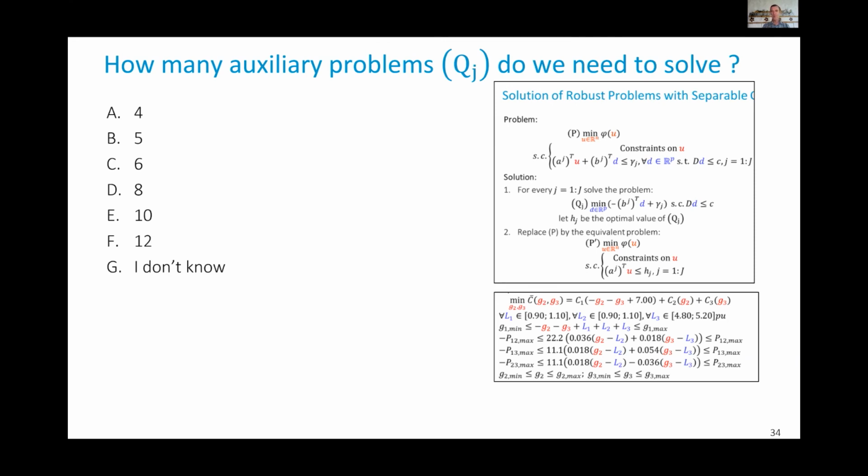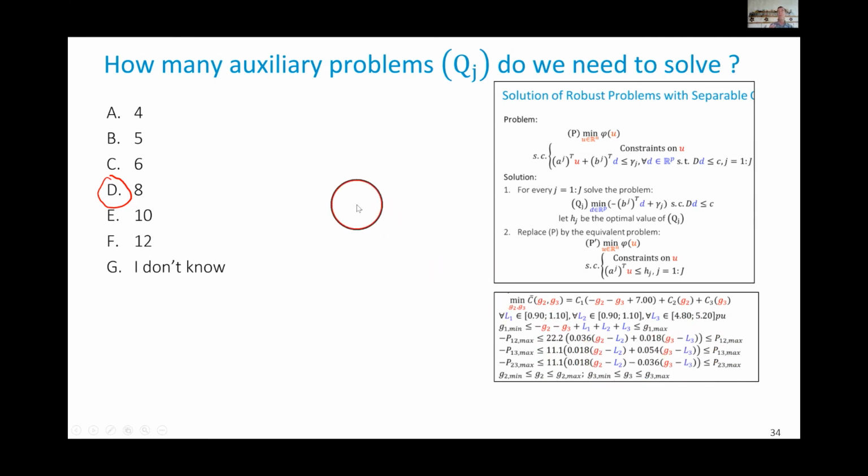I close the poll. And the majority says C, but the correct answer is D. We have to look at the robust constraints. So the robust constraints are the constraints that involve the for all quantifier, and those are the constraints that involve both my control and the disturbance. So how many inequality signs do we have? We have 1, 2, plus another line here, 1, 2, 3, 4 lines with 2 inequalities at every line. So we have 8 constraints.